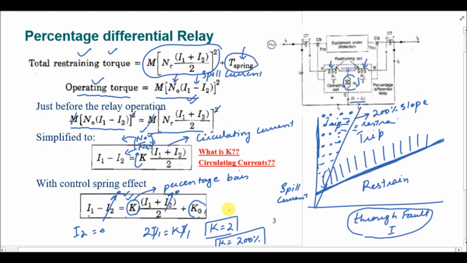But if we set the value of K more than 2, it means this line will be more tilted. So there is a chance that some values of the spill current will be neglected if we set the value of K more than 2. So the maximum value of K that we can have is 2, and it means that the slope of the line will be 200%.